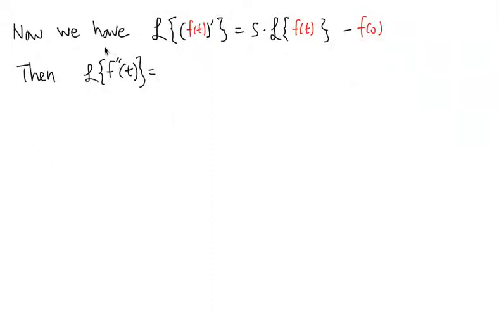So now we have that the Laplace of f prime of t, and f prime is just that we are taking a derivative of f of t. This right here is s times the Laplace of its original minus the original function at 0, so f of 0. We can also figure out what's the Laplace of the second derivative of the function, because the second derivative is just like taking the derivative of the first derivative.